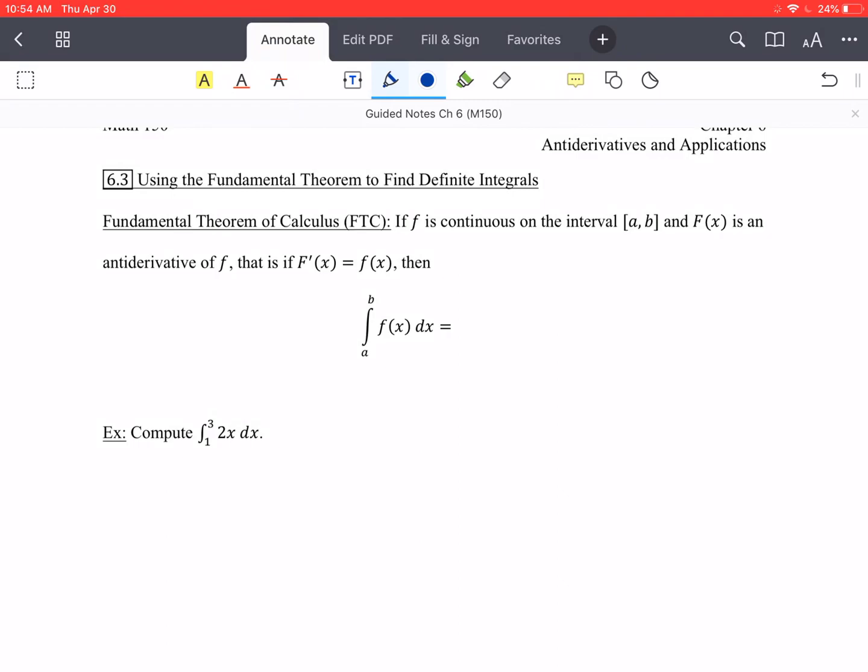So the integral from a to b of little f of x dx equals big F of b minus big F of a. Okay, so this is what the fundamental theorem of calculus tells us. So if we want to compute an integral, all we need to do is take the antiderivative, right? So get big F, and then evaluate it at the bounds.